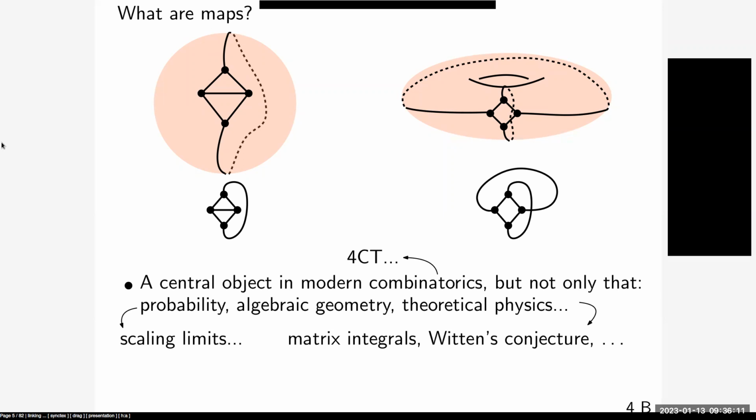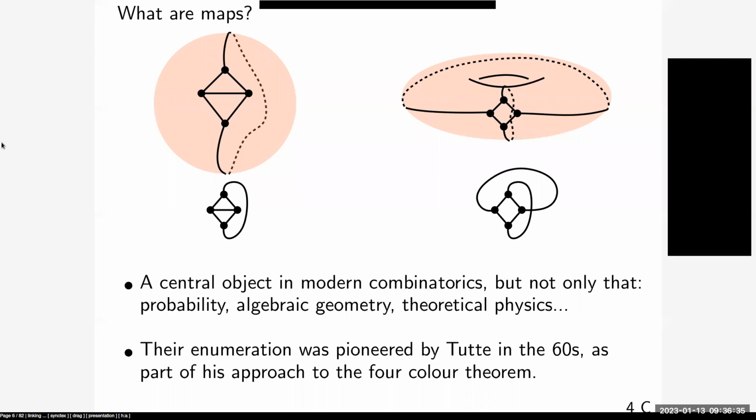They appear everywhere in mathematics and physics even. And so they are a central object, of course, in modern combinatorics, but they also appear in probability theory, where they appear in the study of scaling limits, of local limits, etc. In algebraic geometry, in theoretical physics, where they connect things like matrix integrals, proof of Witten's conjecture, etc. And of course, in combinatorics, we have the four-color theorem, which famously is about maps, right? And in terms of their enumeration, the first work was done by Tutte in the 60s, which was incidentally part of his approach to the four-color theorem.